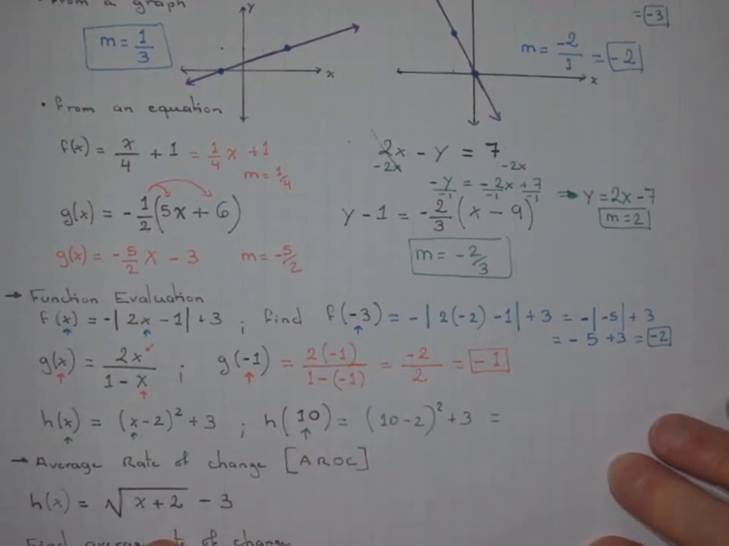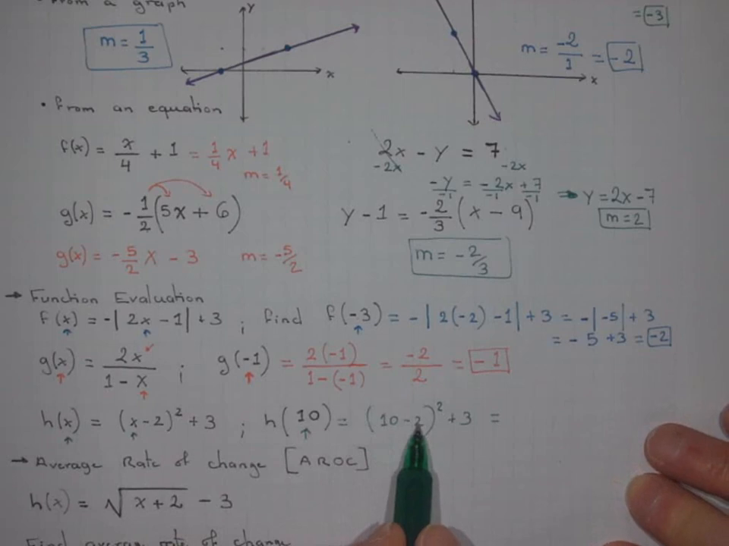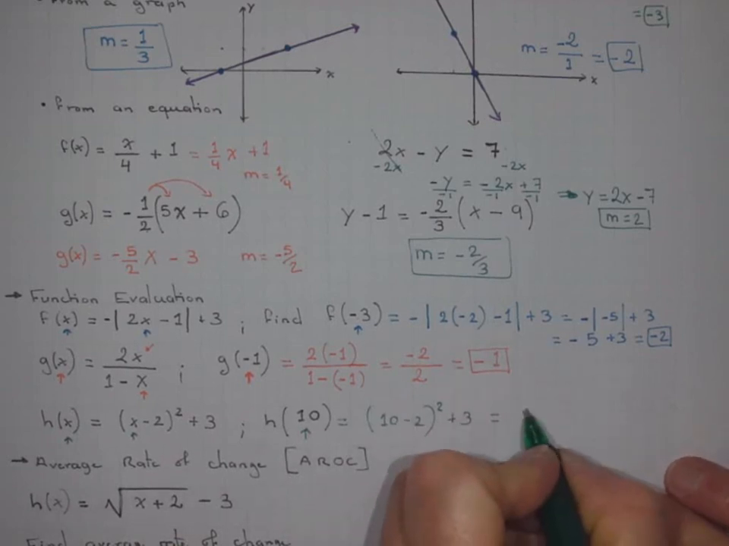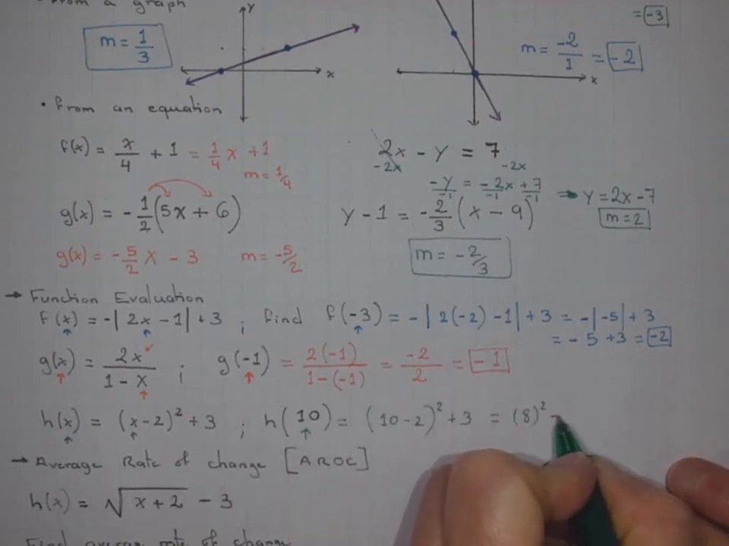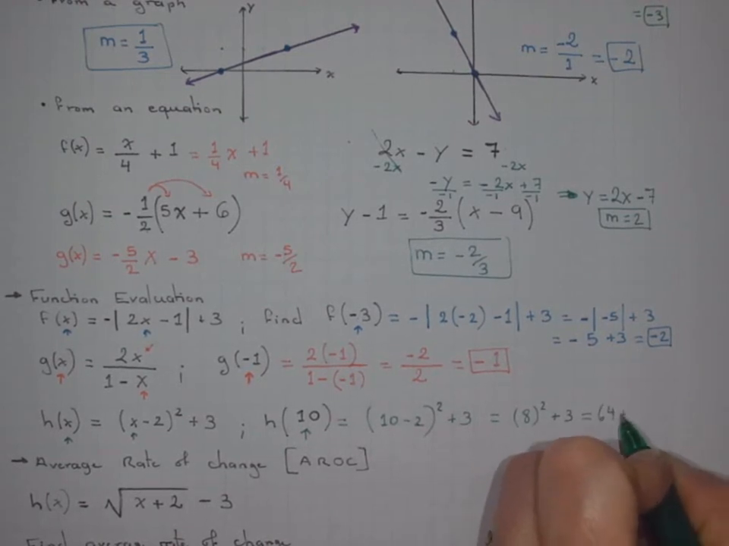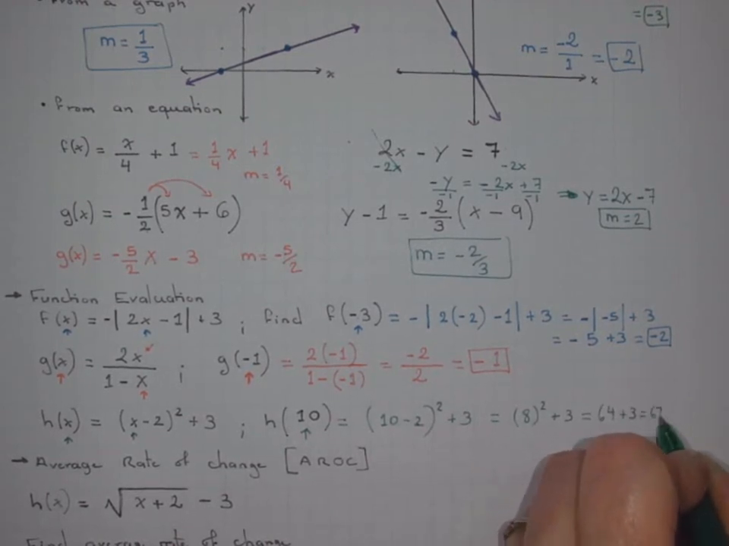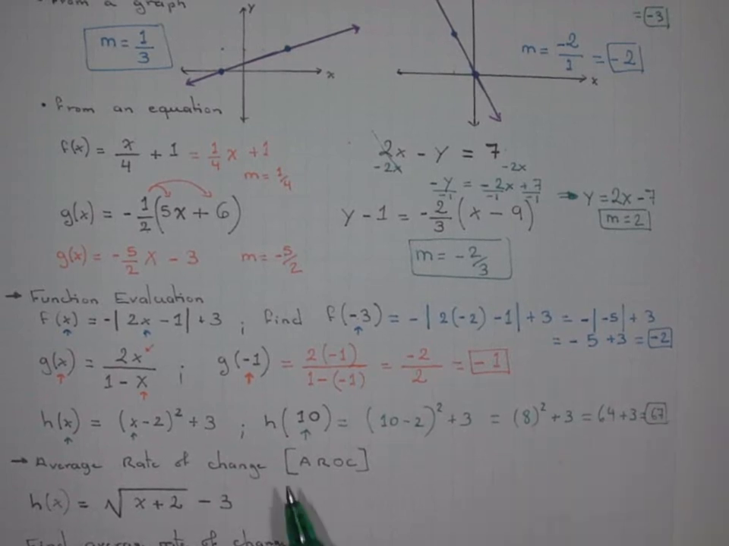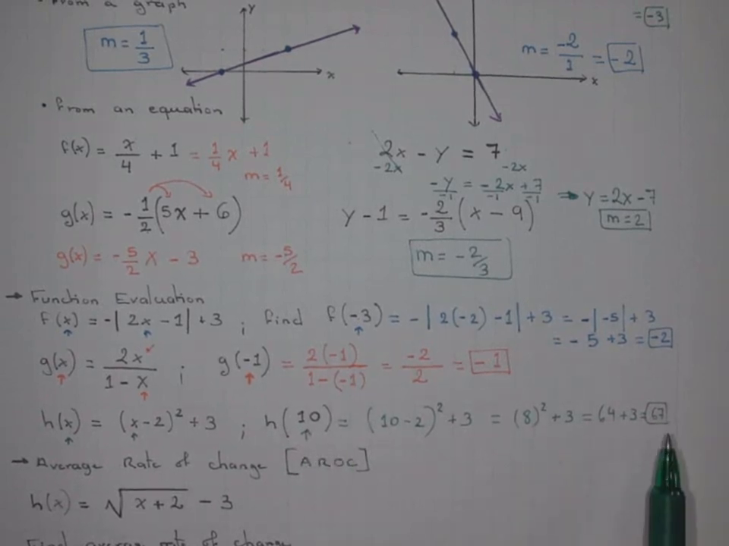And now we're just evaluating that. So 10 minus 2 is 8, square it, plus 3. 8 squared is 64, and then plus 3, and that will be 67. So h of 10 is equal to 67.